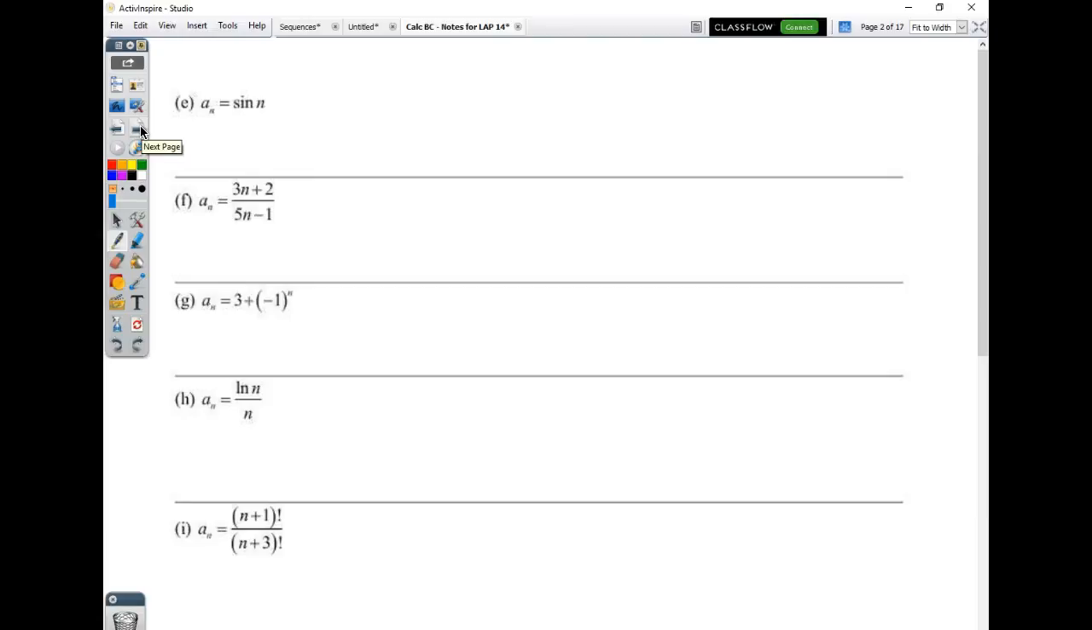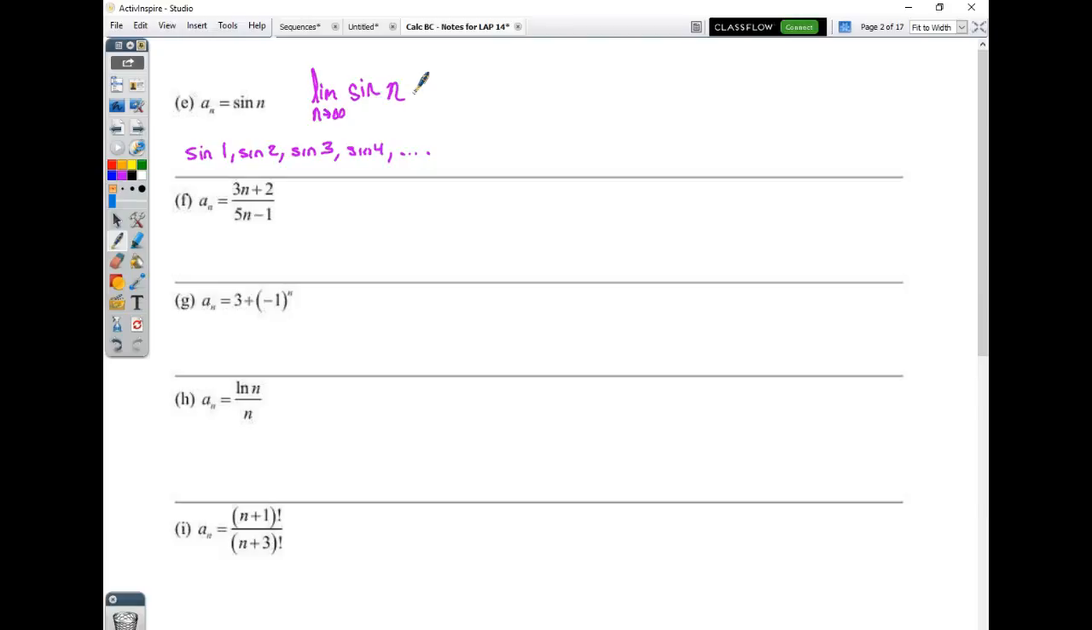A of n is defined as sine of n. So just so you can get an idea of what we're looking at, that's sine of 1, sine of 2, sine of 3, sine of 4, and so on and so forth for all eternity. Sine of 5, sine of 6, sine of 7, sine of 8, sine of 9, sine of 10, and so on. The limit as n approaches infinity of the sine of n.